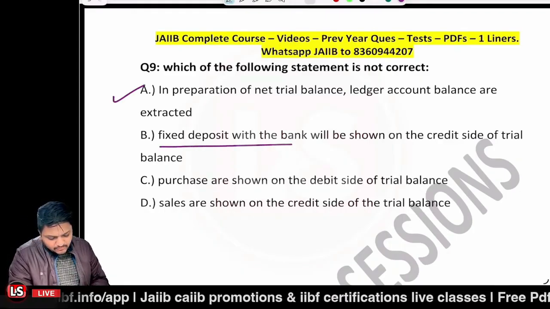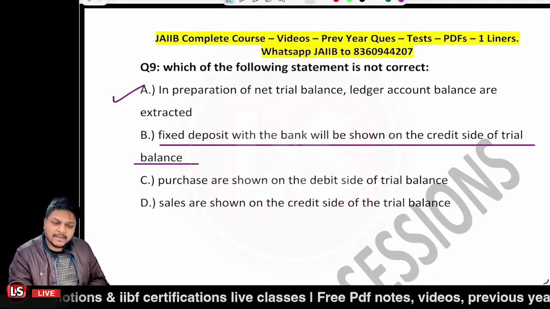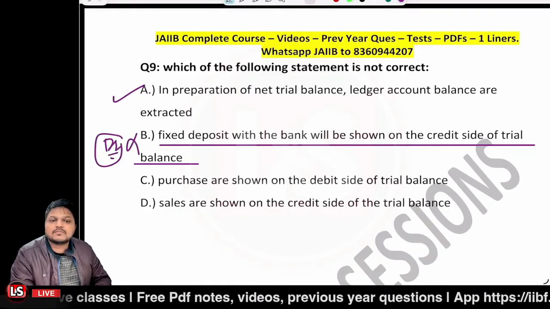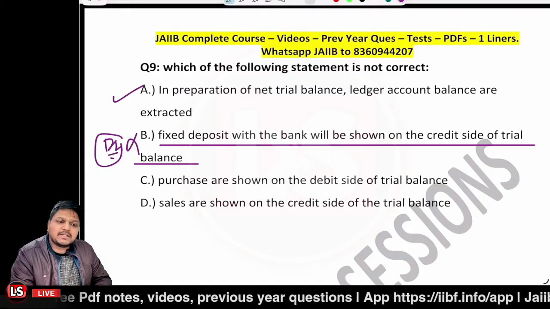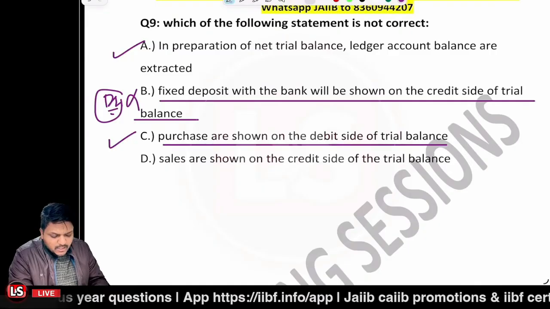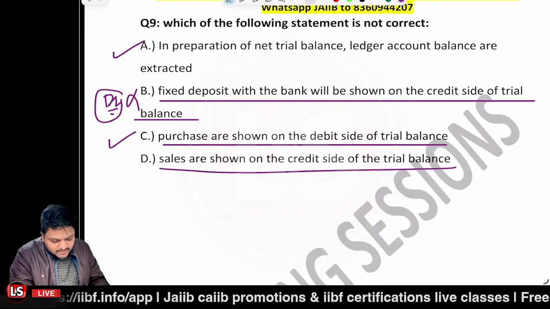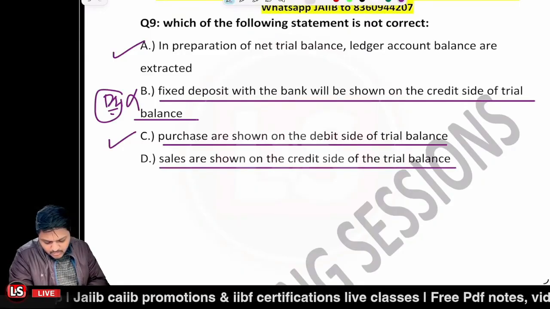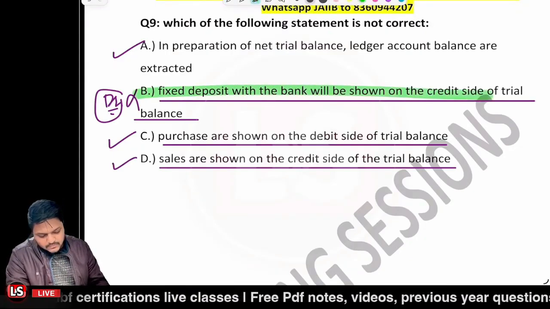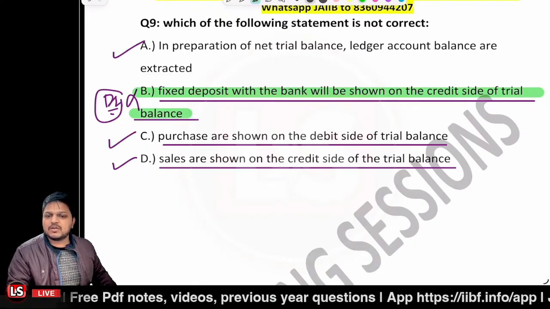Fixed deposit with the bank will be shown on the credit side of the trial balance. No. If you're having a fixed deposit, you are having money in the bank, and that will show a debit balance. So this is not correct. Purchases are shown on the debit side of the trial balance. Correct. Because purchase account is a nominal account, it's an expense, so it will be on the debit side. Sales are shown on the credit side of the trial balance. Sales are income, again a nominal account. Yes, on the credit side. So option B is not correct. All three other options are correct.